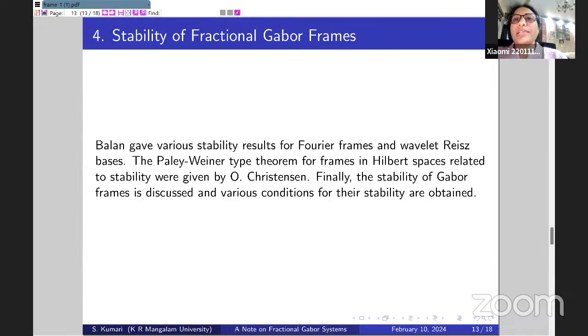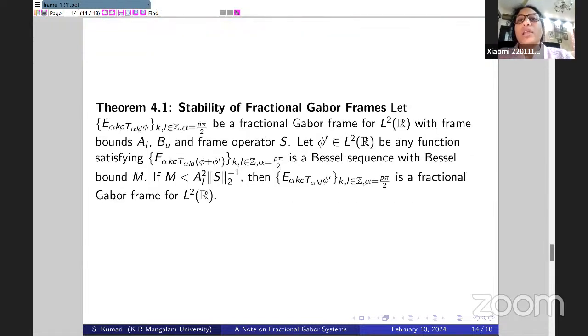For the next section, the stability of fractional Gabor frames is given. Balan gave various stability results for Fourier frames and wavelet Riesz bases. The Paley-Wiener type theorems for frames in Hilbert spaces, with results on stability, were given by O. Christensen. Finally, the stability of Gabor frames is discussed and various conditions for this stability are obtained.